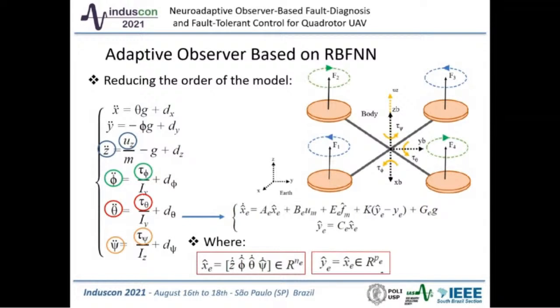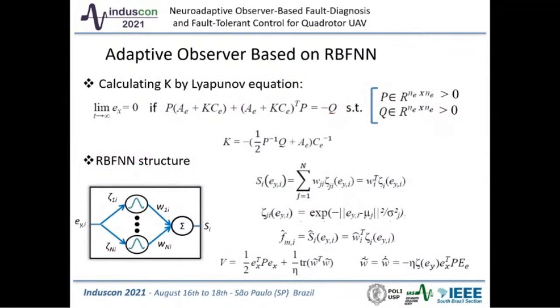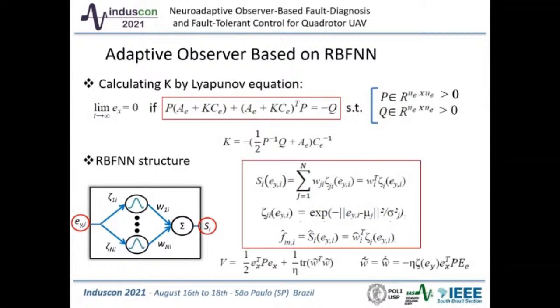This is the adaptive observer model, adding the term k in the state space representation of the quadrotor, and f represents the faults. The hat needs to represent an estimation. The value of k is obtained by the Lyapunov equation, and each radial basis function neural network is a structure in which the input is the estimation error of one state, and the output is composed of the sum of weightings of the results of each radial basis function.